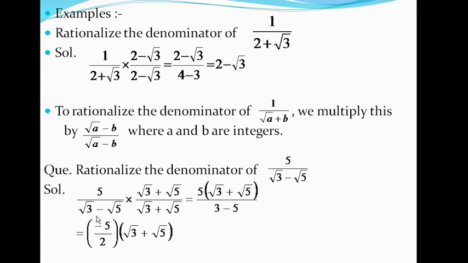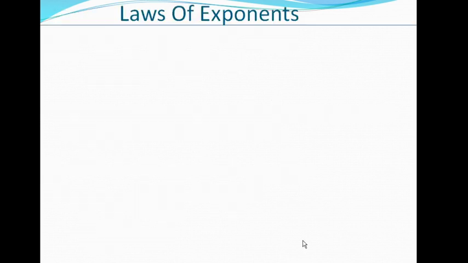See, here the minus sign is there, so we will multiply it with the conjugate, that is the plus sign. Okay, so this is again the identity we have used here. So 3 minus 5 is minus 2, so here comes minus 5 upon 2 times (under root 3 plus under root 5). What is the denominator here? 2, which is a rational number. So I hope you got the concept of how to rationalize the denominator of 1 upon under root a plus b. What simple step you have to do is multiply the numerator as well as the denominator with the conjugate of the given number. Okay, next, laws of exponents.